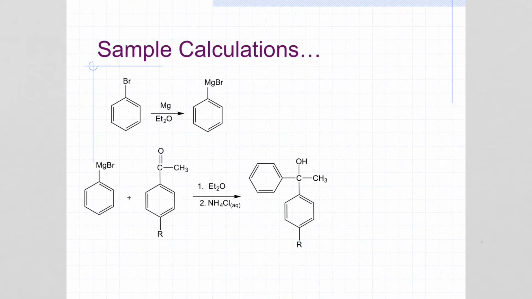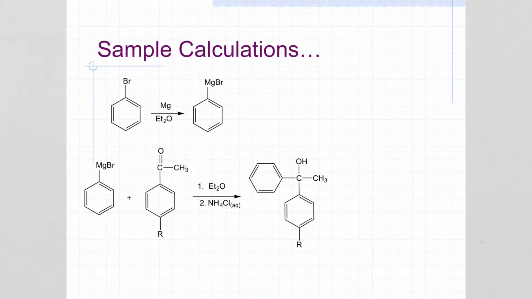Now, all of these reactions occur in a 1-to-1 molar ratio. For example, for every 1 mole of bromobenzene, we're going to need 1 mole of magnesium, and that's going to give us 1 mole of the Grignard reagent, and then that 1 mole of Grignard reagent is going to react with 1 mole of your ketone to give you 1 mole of your product. Now that's how the reaction occurs in a perfect world, but our world is not perfect.